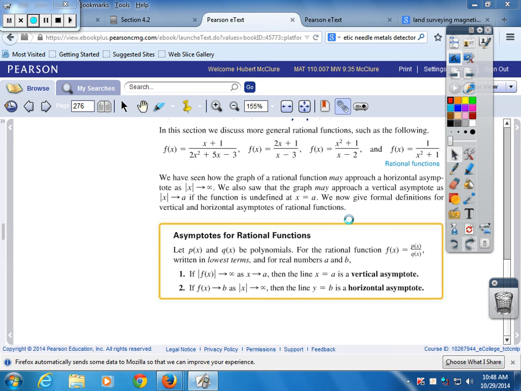Now, first of all, you need to understand what a vertical asymptote is. I call it "tote," but it's "tote," like toting water. Y'all probably don't know what toting means, but anyway, carrying water, toting water.